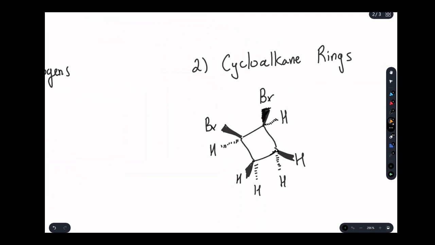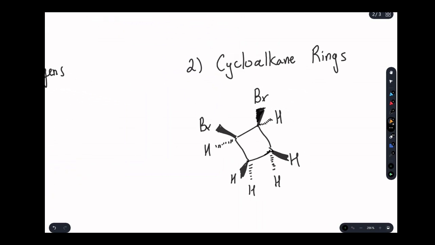Another example is in rings. So I say here cycloalkane rings. In both of these cases, notice that there is a total plane of symmetry. So this HA that's on a wedge would be expected to be similar to this HA due to that symmetry. Notice that they're both on wedges, which means that they're cis to the bromines on that ring. That makes them different to the ones that are underneath the plane on dashes, HB.